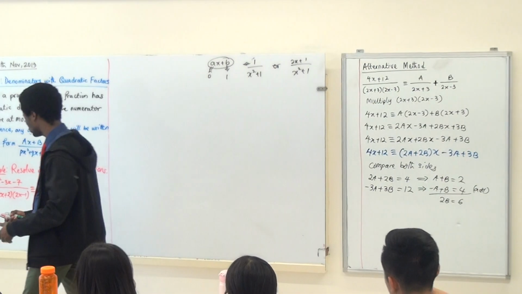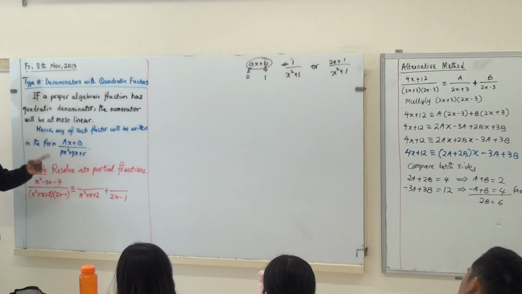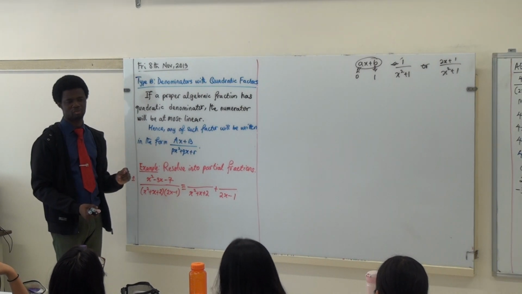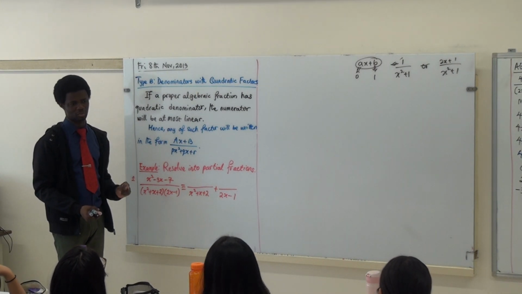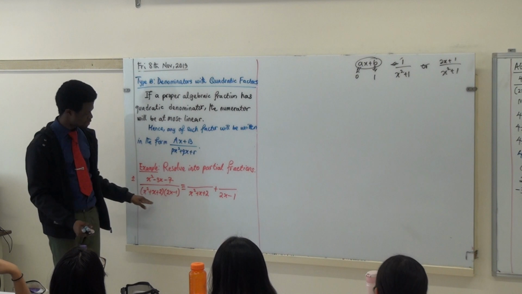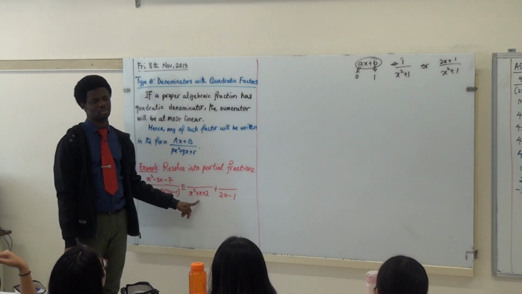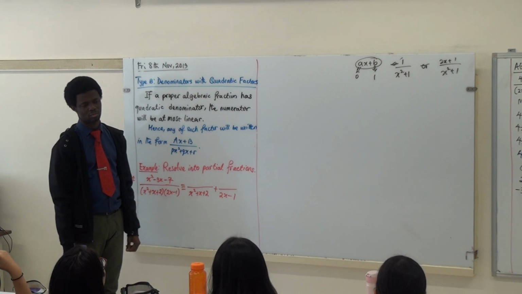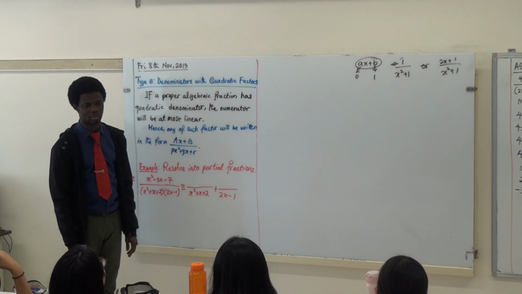That is why the general form, when you have a quadratic non-factorizable, when we talk about quadratic factor, we mean non-factorizable. You have to look at it and say, can I factorize this? If the answer is no, then it becomes quadratic factor. Not just anything that contains x squared.